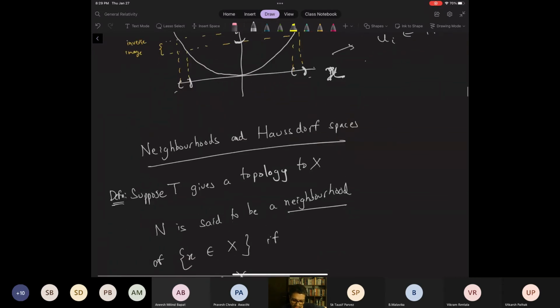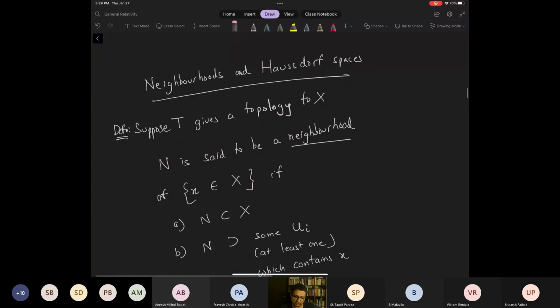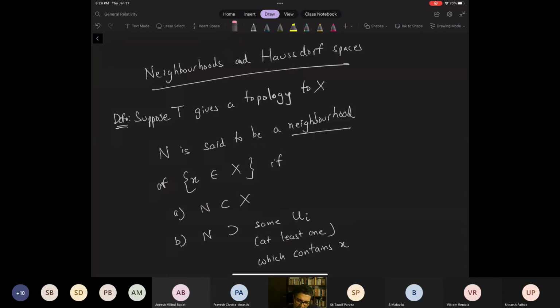Okay, so let me just define one last thing and then we'll stop. Let me define the idea of neighborhoods in a topological space. Suppose T gives a topology to X. So there is an X and then there's a T that gives it a topology. Then we define this idea of neighborhoods. We take a point x belonging to X, and we define the neighborhood N to be such that N is a subset of X.